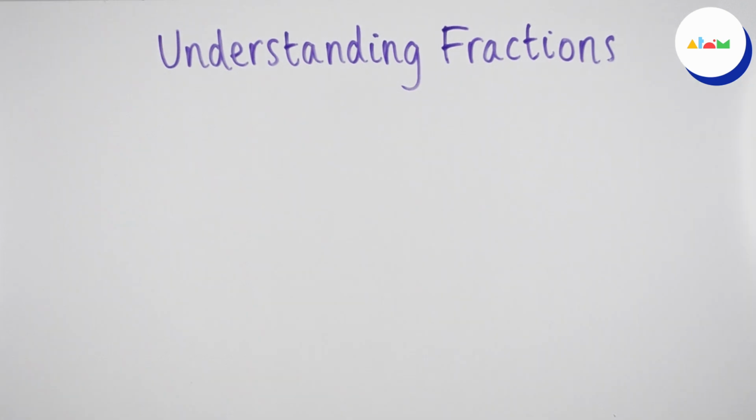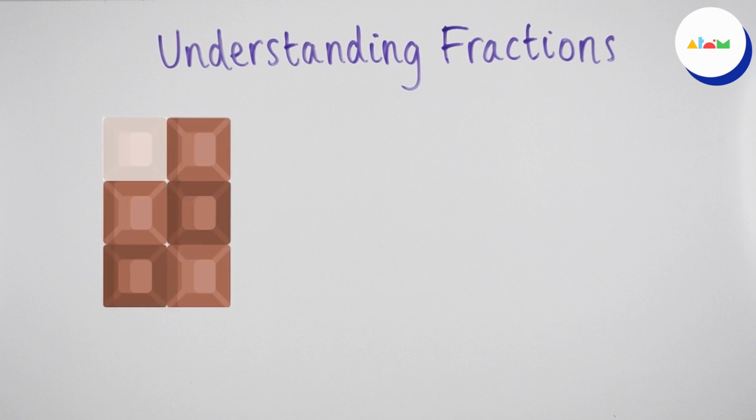Let's take a look at another example. Take a look at this chocolate bar. How do we write the amount of chocolate left as a fraction of the whole chocolate bar? We know that the denominator tells us how many equal pieces the whole is split into. In this case, the whole chocolate bar has been split into 6 equal pieces, or sixths, so we know that 6 must be the denominator.